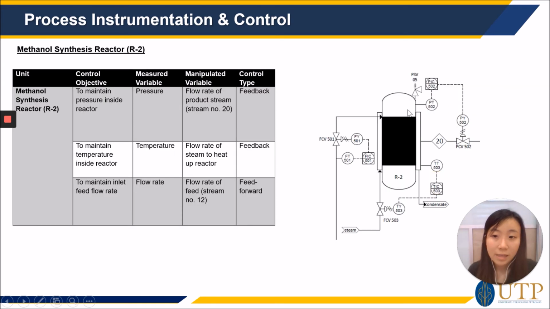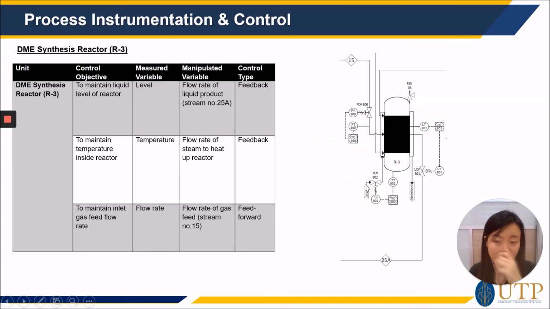Next, methanol synthesis reactor R2. There are also 3 control objectives. To maintain the reactor pressure, similar as before, we adjust the flow rate of the product stream. To maintain the temperature inside the reactor, we adjust the flow rate of steam to heat up the reactor. And lastly, to maintain the inlet feed flow rate, we adjust the flow rate of the feed represented here by the feed-forward control.